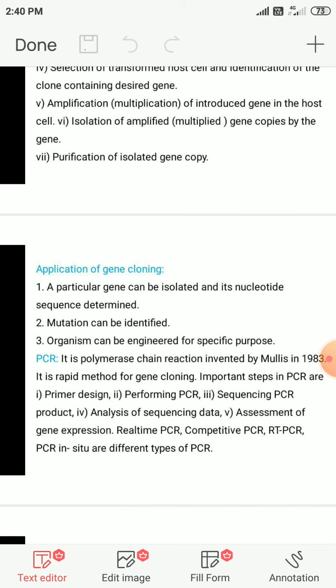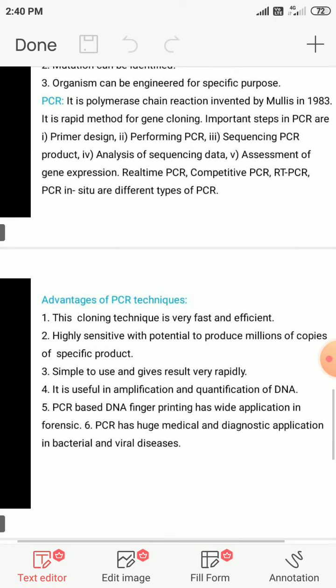PCR, that is the polymerase chain reaction. It is the polymerase chain reaction invented by Mullis in 1983. It is a rapid method of gene cloning. Important steps in PCR are: first, primer design; second, performing PCR; third, sequencing PCR; fourth, analysis of sequencing data; fifth, assessment of gene expression. Real-time PCR, comparative PCR, RT-PCR, and PCR in situ are the different types of polymerase chain reaction.